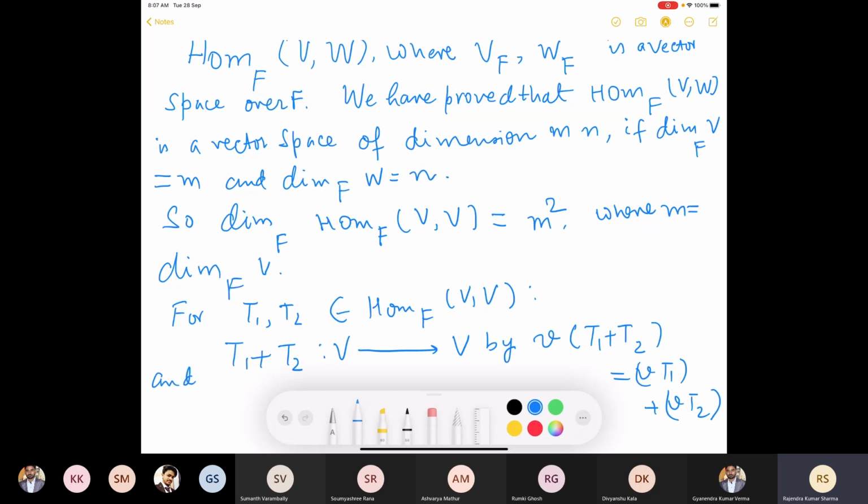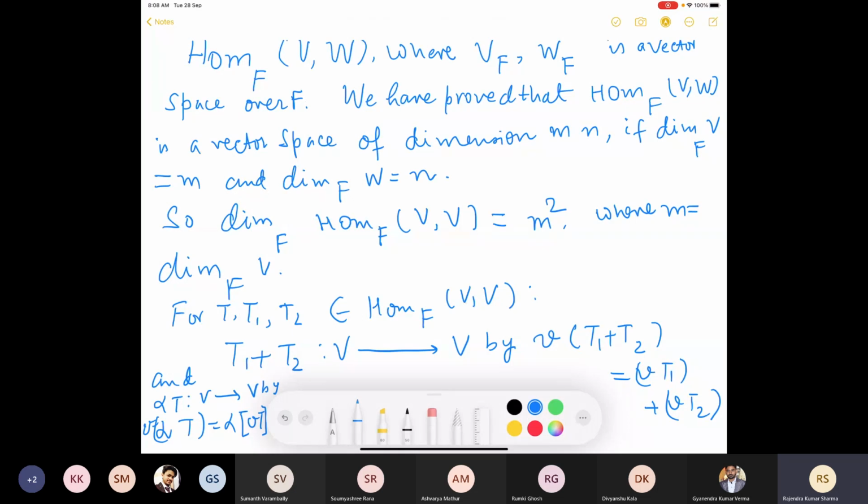And also alpha T, where T is also T1 or T2. And this alpha T is also a map from V to V. It is defined by: alpha T operated on v is the same as alpha times v under T. So we had already proved that T1 plus T2 and alpha T are homomorphisms of V into V if T1, T2 are homomorphisms.